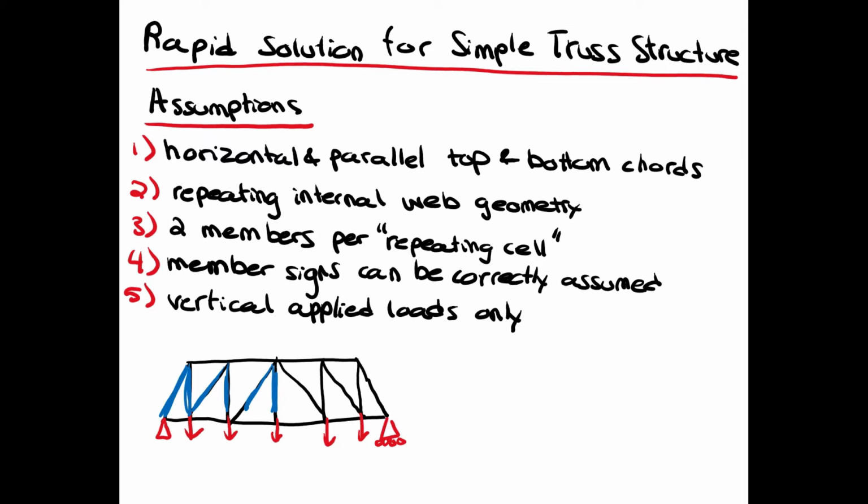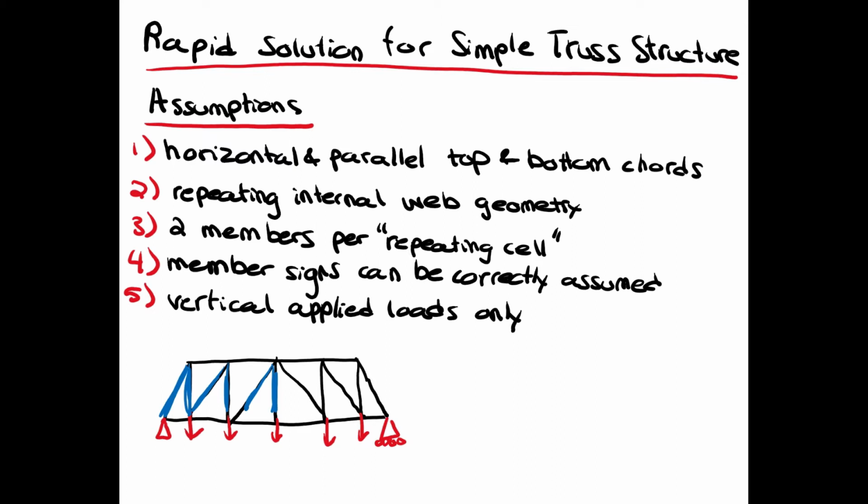Our first assumption is that the structure we're solving for must have horizontal and parallel top and bottom chords. The second assumption is that there must be a repeating internal web geometry in this structure. There must be 2 members per repeating cell, which is our third assumption. You can see in the diagram I drew below, it's not a very good diagram, but it is a diagram nonetheless, that the 2 repeating members in this example truss structure are highlighted in blue. So we have the one that's diagonal and the one that's vertical.